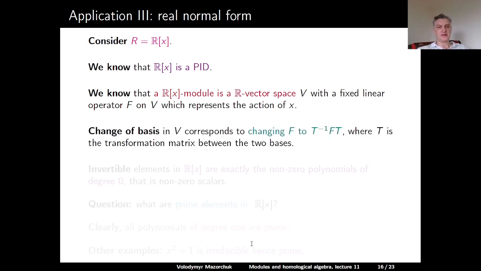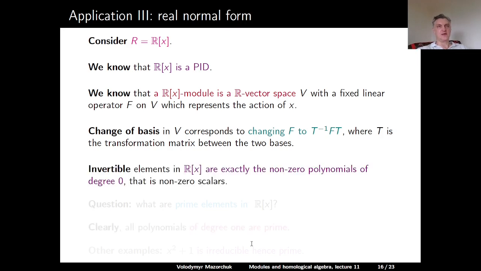And the change of basis: if you want to write the matrix of f in different bases, then changing the basis using the transformation matrix T, the matrix of f is substituted by T inverse f T. As in all polynomial algebras over fields, invertible elements in R[x] are exactly the non-zero polynomials of degree 0, that is, non-zero scalars. And an interesting question for us is what are the prime elements in this ring?